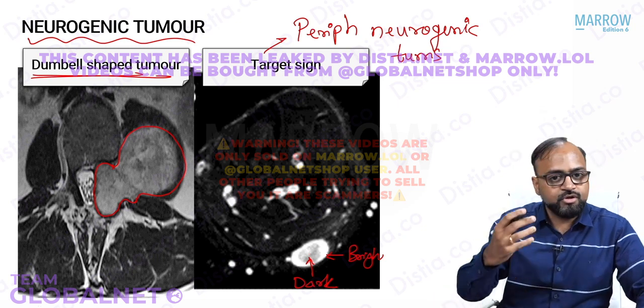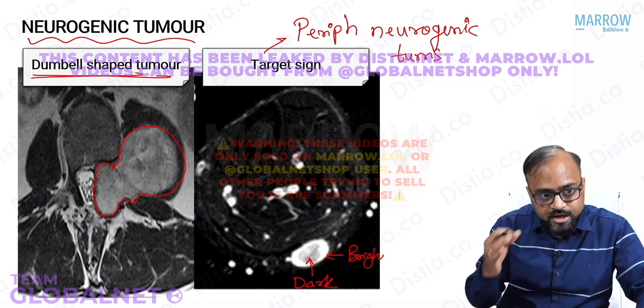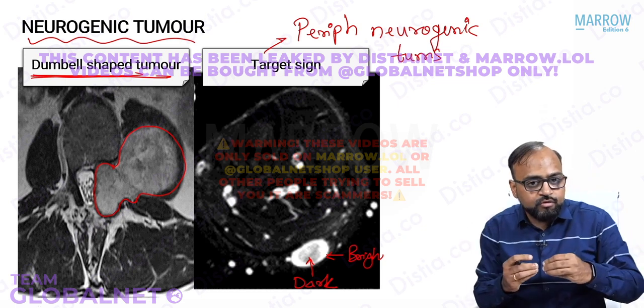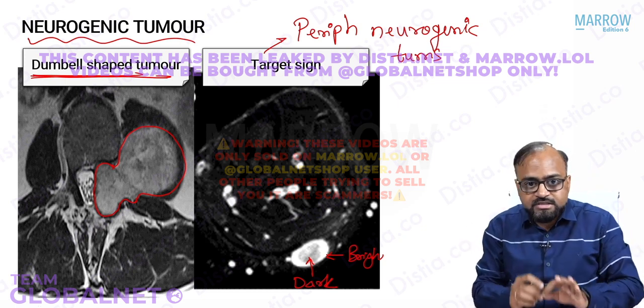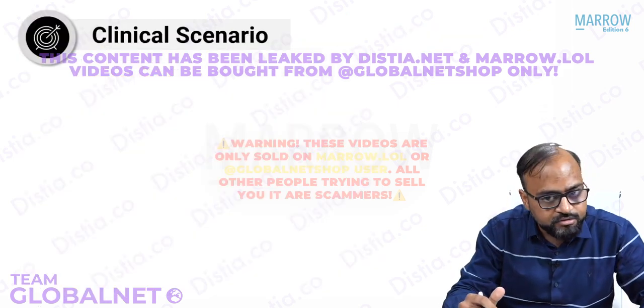So neurogenic tumors are predominantly in the posterior mediastinum. Investigation of choice is usually contrast enhanced MRI. They can present as a dumbbell shaped tumor. We can see them extending into the neural foramen, may be arising from inside the spinal canal. They may have a dumbbell shaped appearance or a target appearance.